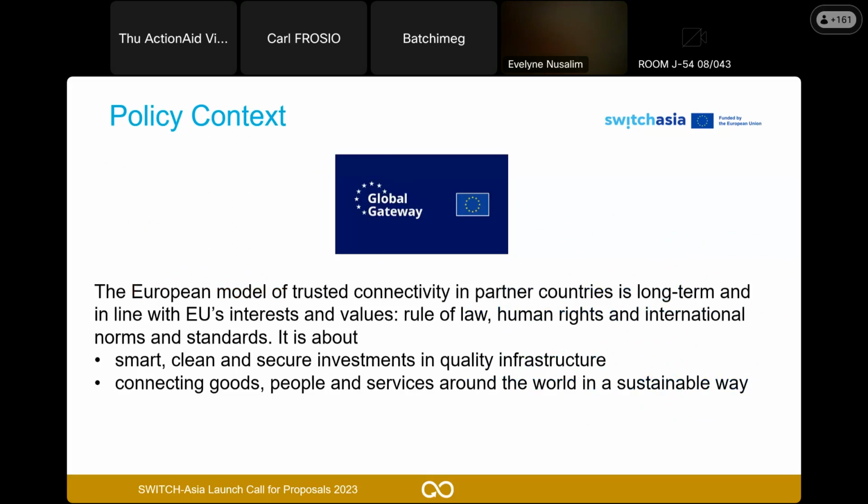If we look at the EU's Global Gateway, just to explain to you, perhaps this is new, but it's the European model of trusted connectivity in partner countries. And it's in line with the EU's interests and values such as rule of law, human rights, international norms and standards. And it's also about smart, clean and secure investment in quality infrastructure, connecting goods, people and services around the world in a sustainable way.